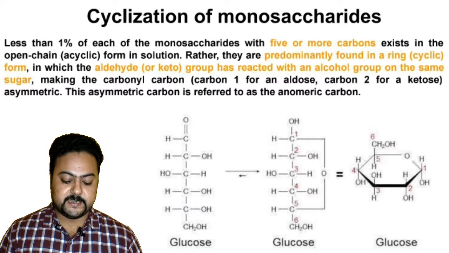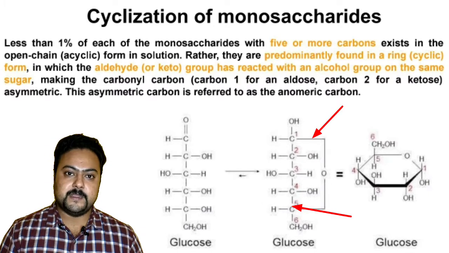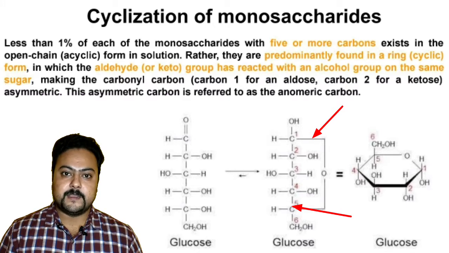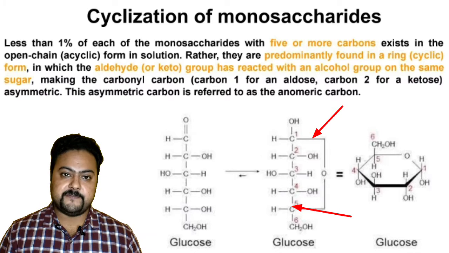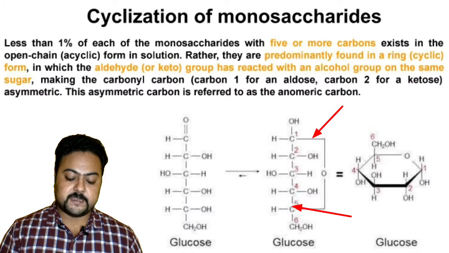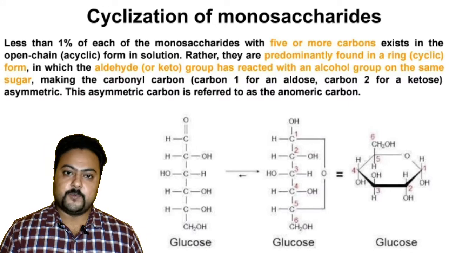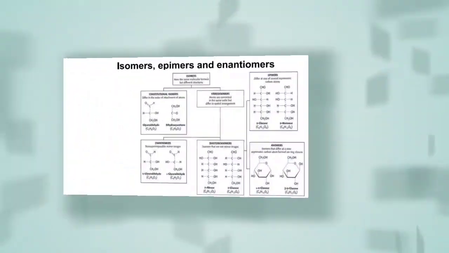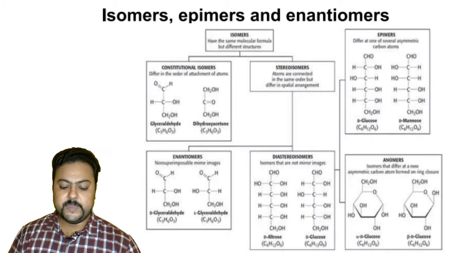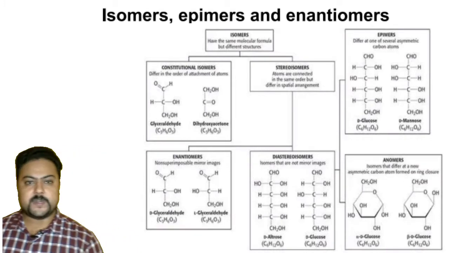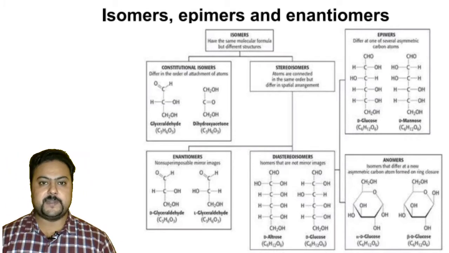For example, you can see glucose is a 6-carbon monosaccharide. So whenever it is present in a solution, carbon number 1, which is an aldehyde group carbon, reacts with carbon number 5 of glucose and forms a 6-membered ring. So this is called cyclization of monosaccharides. Let's go into a little more detail on the chemistry of these. We have isomers. So what are isomers? Isomers are compounds which have the same molecular formula but different structures.